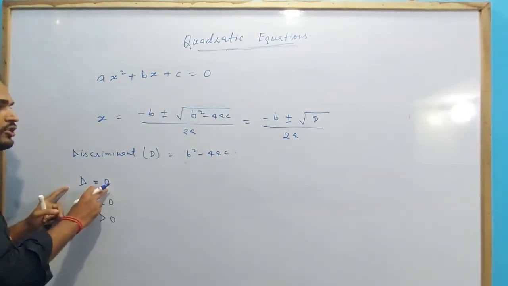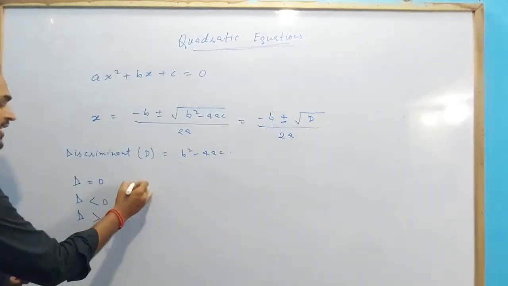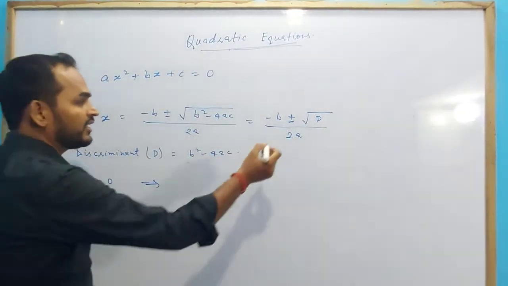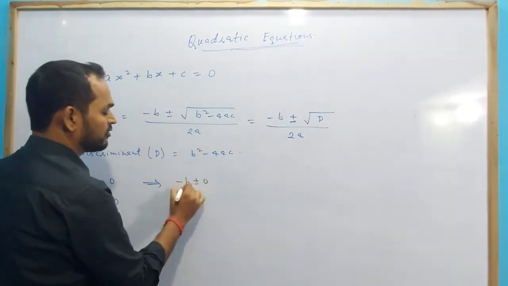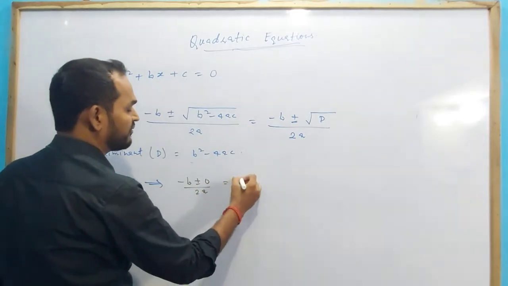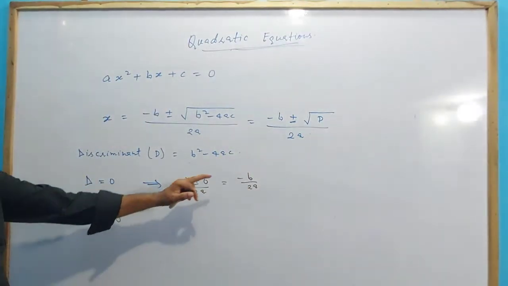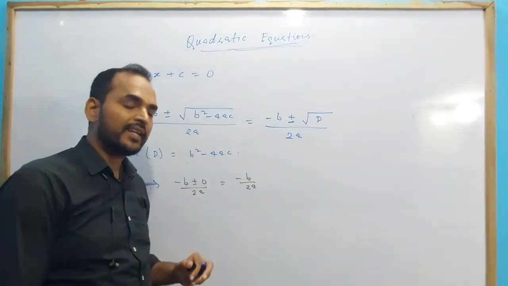If D becomes equal to 0, then what will be the roots? Just briefly, D will be equal to 0, so what will it become? Minus b plus minus 0 upon 2a, which will finally be minus b upon 2a. So when D equal to 0, the roots will be minus b upon 2a. Don't think that there is only one root.